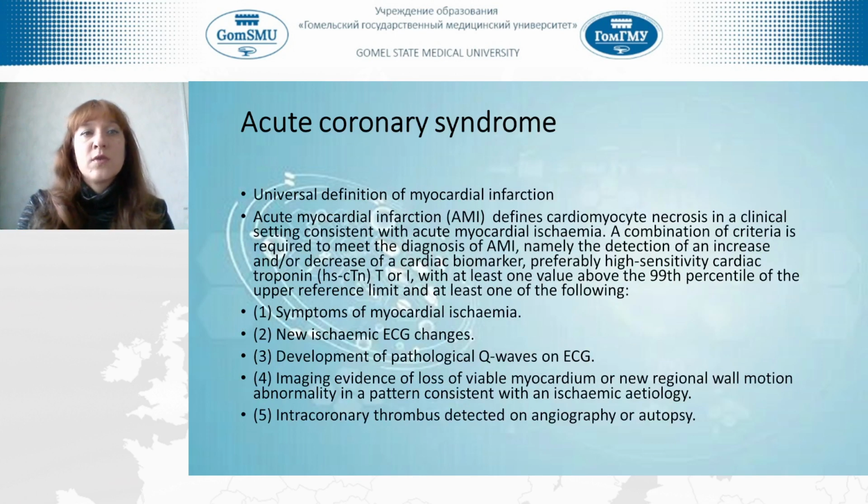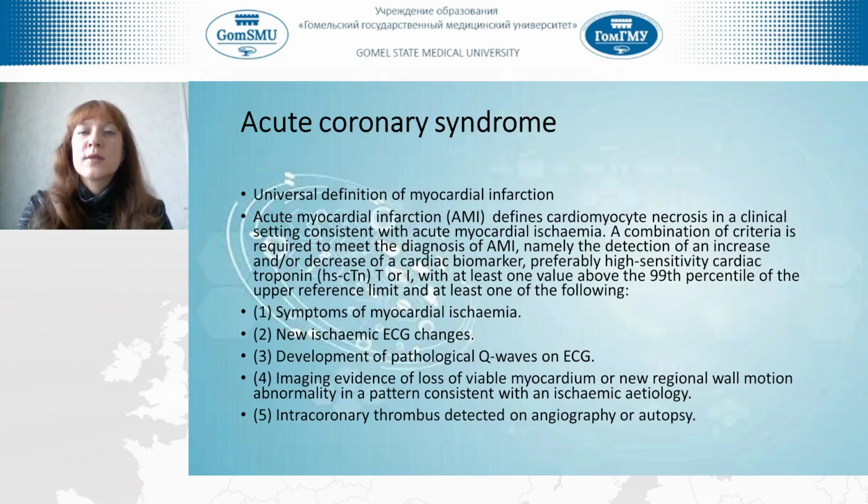Acute coronary syndrome, universal definition of myocardial infarction. Acute myocardial infarction defines cardiomyocyte necrosis in a clinical setting associated with acute myocardial ischemia. A combination of criteria is required to make the diagnosis of acute myocardial infarction, namely detection of the increase or decrease in cardiac biomarkers, preferably high-sensitivity cardiac troponin T or I, with at least one value above the 99th percentile of the upper reference limit, and at least one of the following.